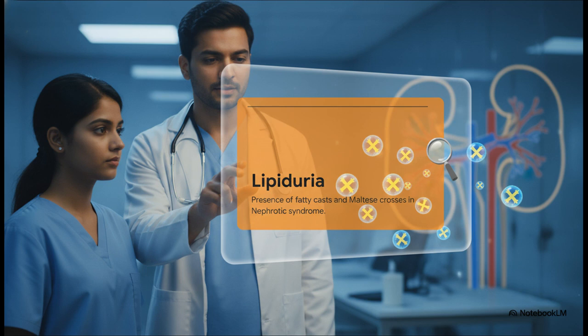Because the liver is overcompensating and flooding the blood with lipids, those lipids actually spill right into the urine, and under a polarized microscope, these lipids appear as Maltese crosses. If you ever see fatty casts or Maltese crosses on a lab report, it absolutely guarantees a nephrotic diagnosis. You will never ever see this in nephritic syndrome.